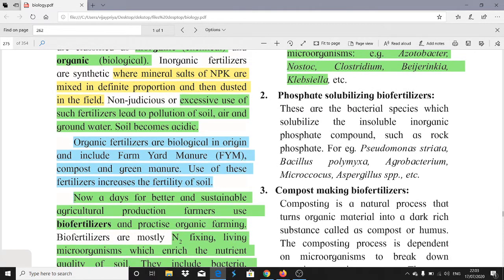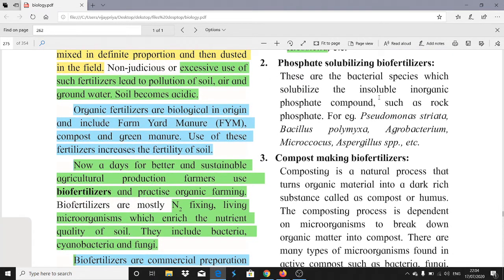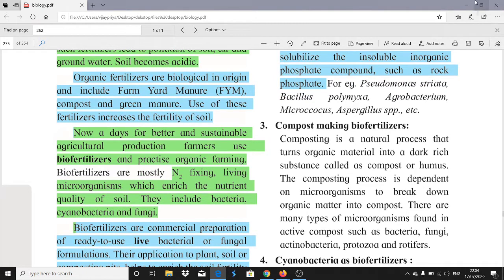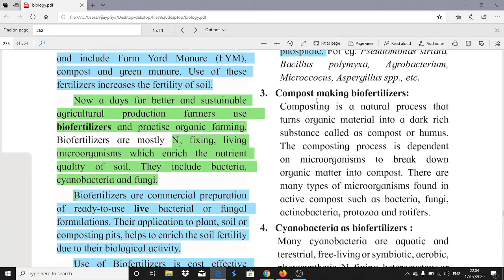Phosphate solubilizing biofertilizers. These are bacterial species which solubilize the insoluble inorganic phosphate compounds, such as rock phosphate. So again, this is another group of biofertilizers. For example, Pseudomonas species and Aspergillus species are used in that.